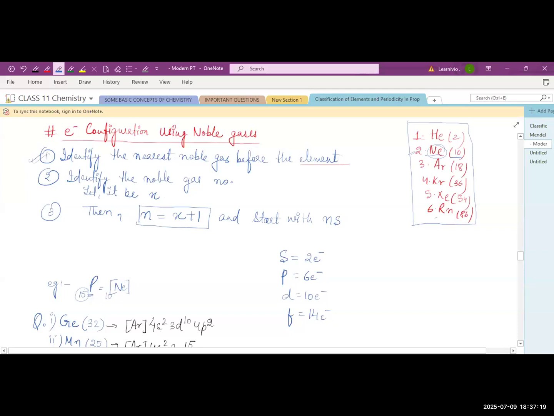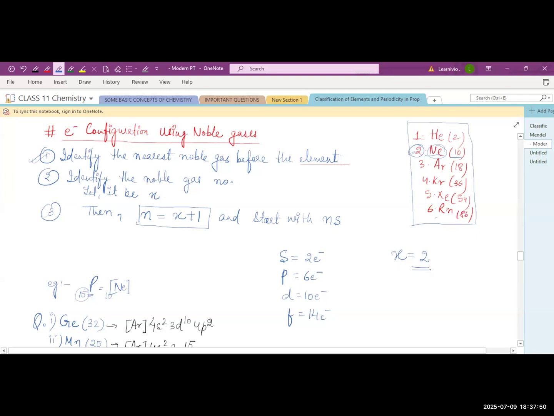Second step will be to identify the noble gas number. It's neon, so what is the number of neon? Second, right? So second को आप let x equal 2. Just suppose the noble gas number is x. So x is 2 for neon. For neon gas, the noble gas number is second. So x is 2.